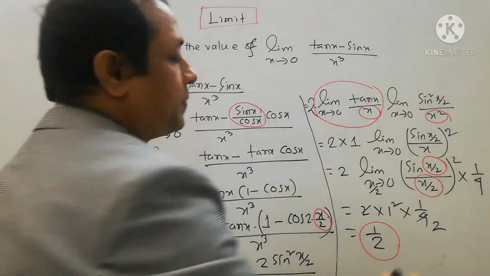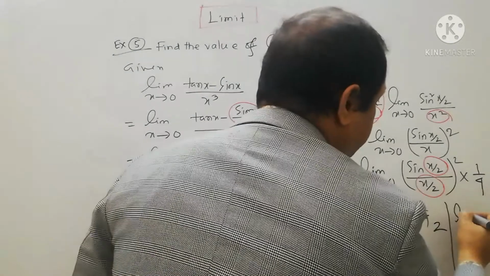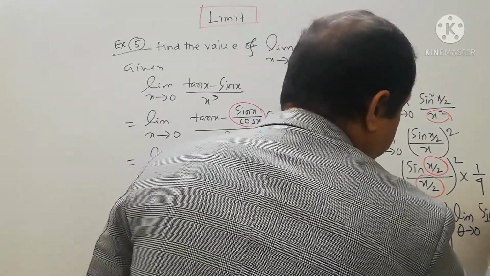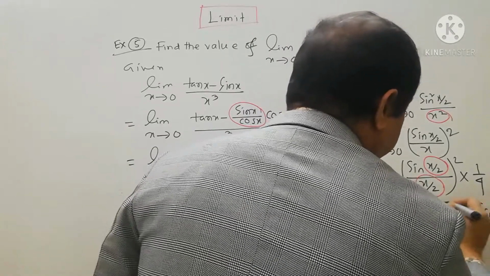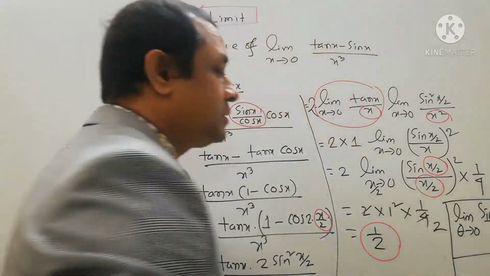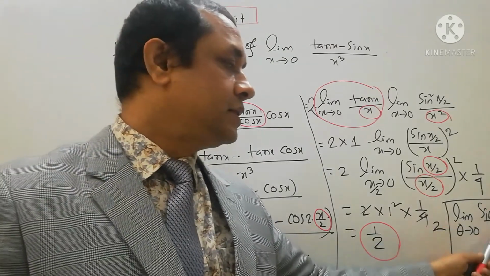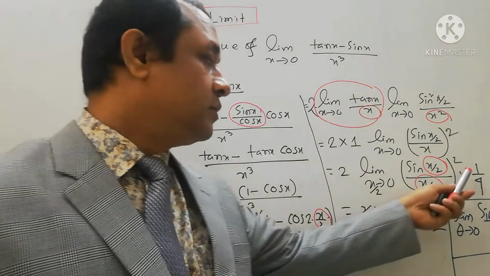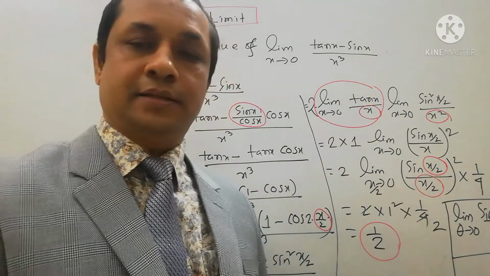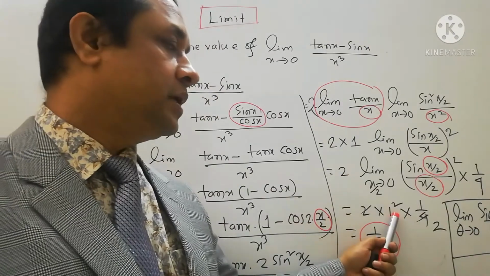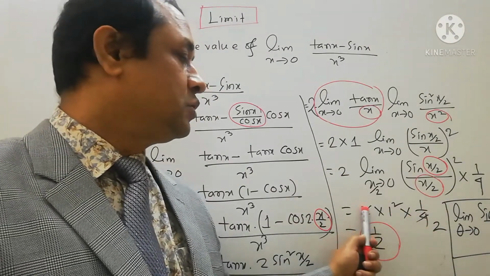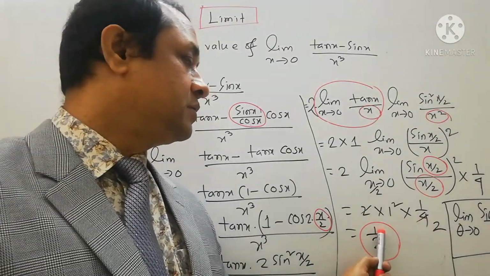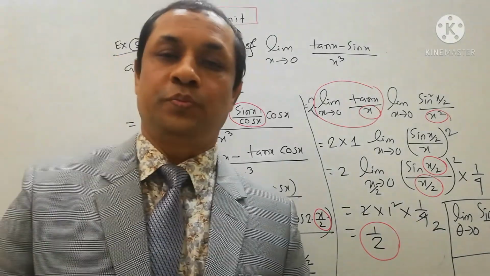Now student, this is the formula: limit theta tends to 0 of sine theta by theta equals 1. Now here 1 by 4 and 4 cancel. So student, here 2 into 1 square into 1 by 4, 2 and 4 cancel, so the result will be 1 by 2.